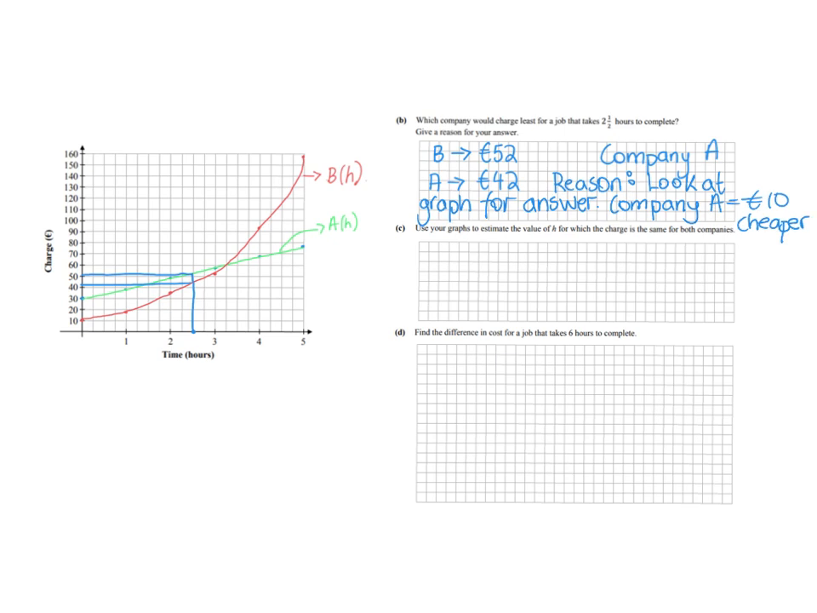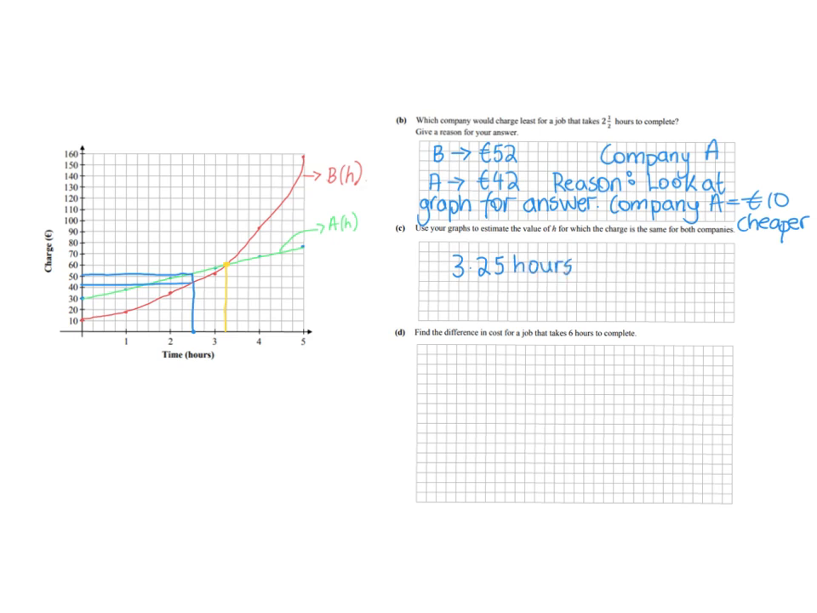Then C says, use your graph to estimate the value for H for which the charge is the same for both companies. Now where it's the same, we're looking for where the graphs overlap each other. And if you look here, the graphs overlap each other where I have a yellow dot. So to go down, we're looking for the value for H, for the hours, and it's going to be approximately 3.25 hours.